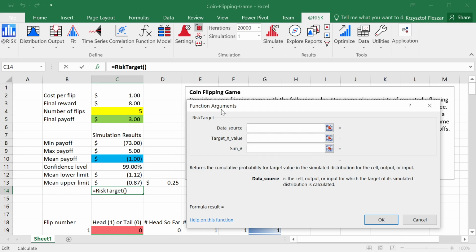If I click risk target and select my final payoff as the first parameter, and the target value 0, notice that 0 is never actually achieved. It's either $1 of loss or $1 of winning, or larger or smaller values. Only odd numbers are possible in this game.